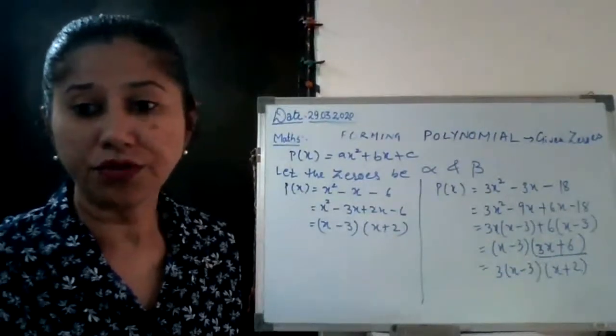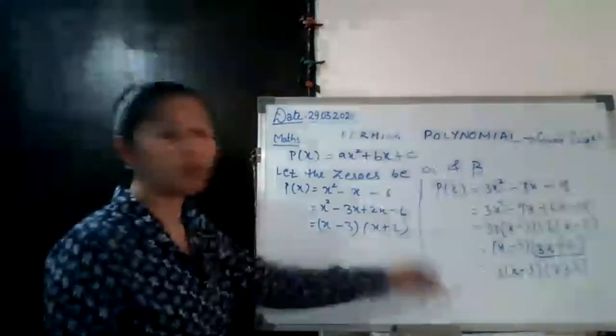Okay, yes, most of you are correct. So, what are the zeros of both the polynomials?